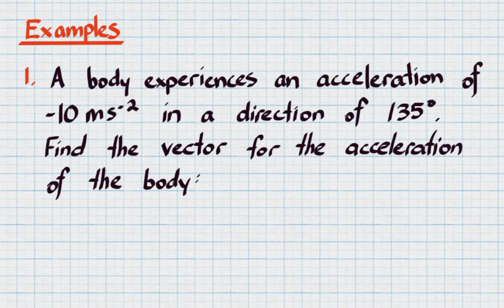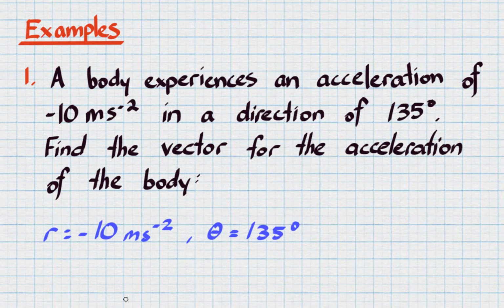Alright, let's have a go at our first example using this kind of notation. A body experiences an acceleration of negative 10 meters per second in a direction of 135 degrees. We need to find the vector for the acceleration of this body. So what do we know? We know the magnitude. So going with r for the magnitude, that's negative 10, with the units, meters per second. And we also know our angle, our theta, which is 135 degrees.